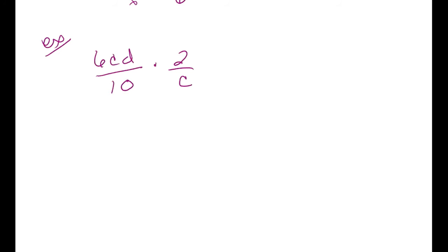Okay, so we're going to start by looking at the cross products just like we did before. I'm going to start with 2 and 10. Both are divisible by 2. 2 divided by 2 is 1. 10 divided by 2 is 5.